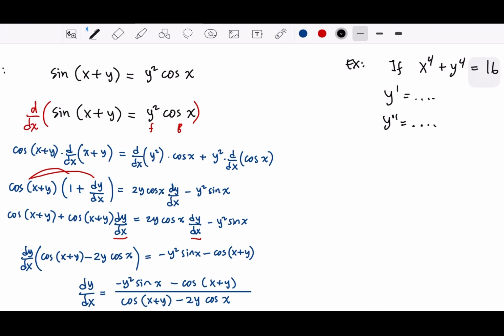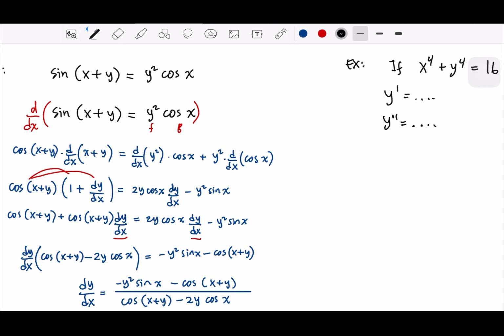The equation is x to the power of 4 plus y to the power of 4 equals 16. I think the first derivative should not be really complicated. You will have the cube from the power of 4, right? And you will get dy over dx from y, and solve for dy over dx. You get at least the equation for y prime.